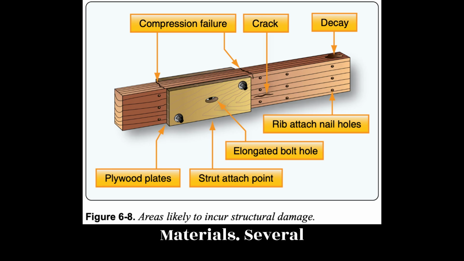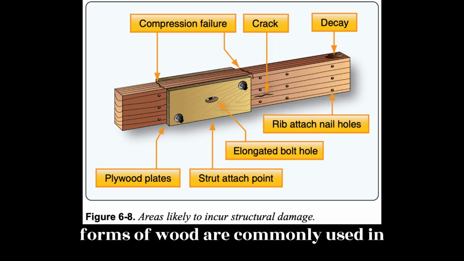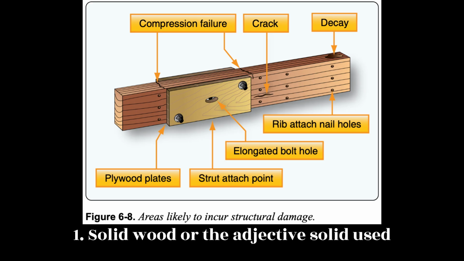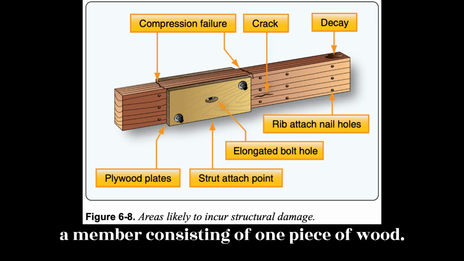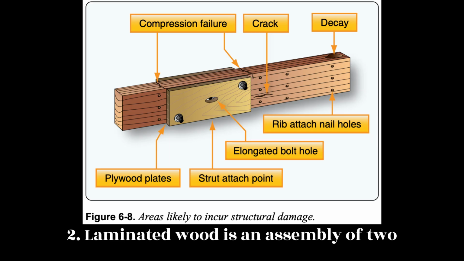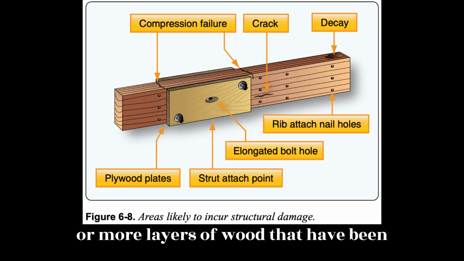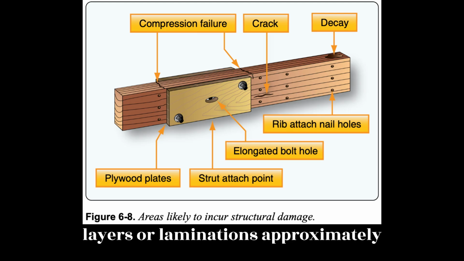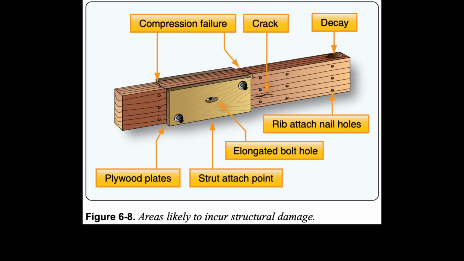Materials. Several forms of wood are commonly used in aircraft. 1. Solid wood, or the adjective solid used with such nouns as beam or spar, refers to a member consisting of one piece of wood. 2. Laminated wood is an assembly of two or more layers of wood that have been glued together with the grain of all layers or laminations approximately parallel.